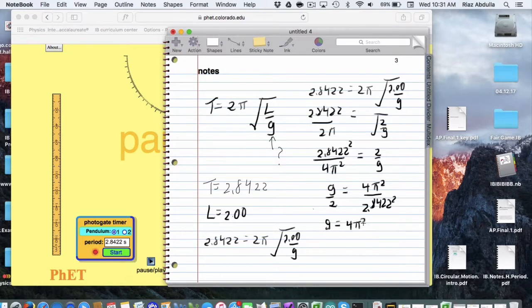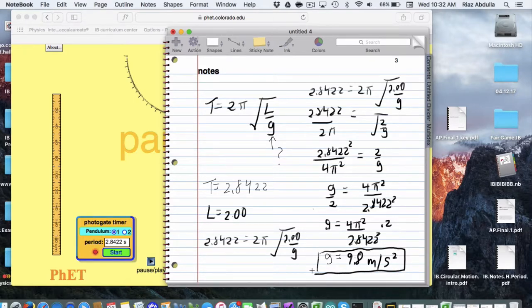And so now, when I actually solve for g, I can put this in my calculator, and the number that I get, rounding to 1 decimal point, is 9.77, which rounds to 9.8 meters per second squared.